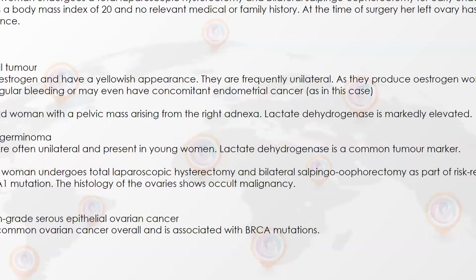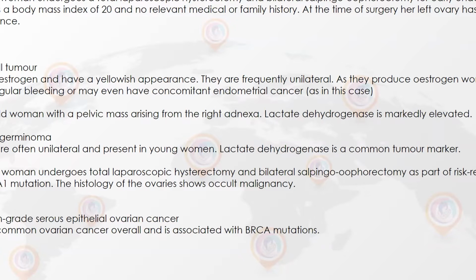So the first question was the yellow appearance, and she had endometrial cancer. So granulosa cell tumor is an estrogen secreting tumor, and they are associated with irregular bleeding and may have concomitant endometrial cancer. So that was the keyword for this. The keywords were in this question and the takeaway, where you can actually derive the answer from.